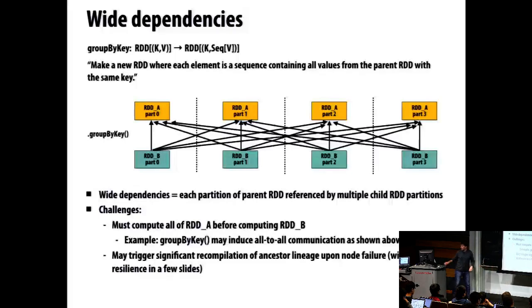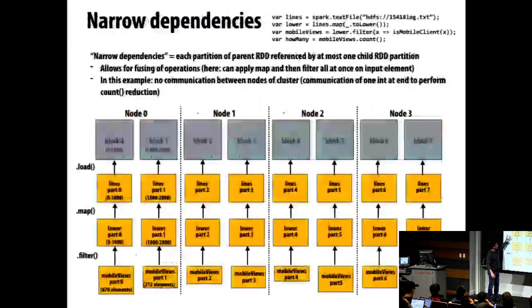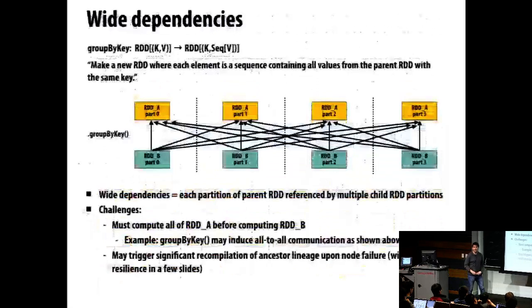And how does that change how you can schedule this computation? Before, I could say, I'm going to read a chunk, and then I'm going to do lines, and I'm going to do lower, and then I'm going to filter the thing, and none of this has to remain resident in memory. The only thing I need is the mobile views, and then I'll just count the mobile views, and I destroy everything here. Now think about how you might implement this operator.